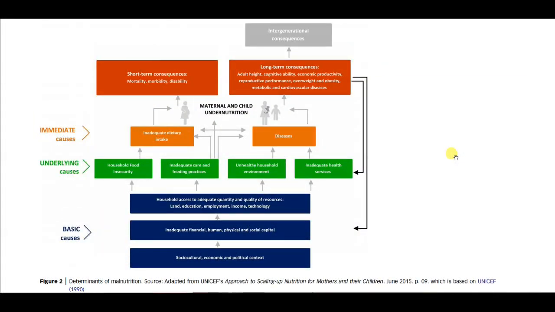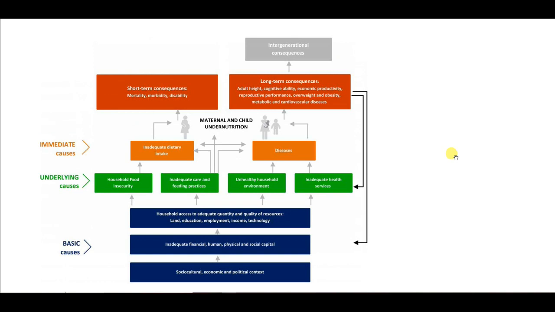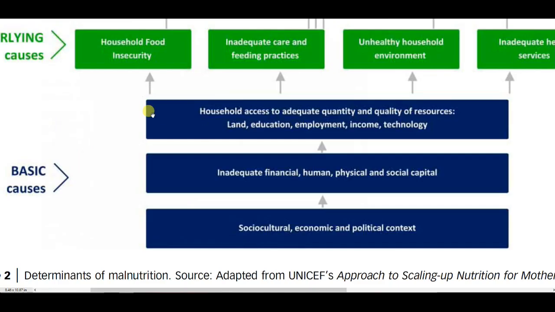So this is the UNICEF framework, okay? And what it does is that this is the long-term consequences, adult height, stunting and everything is right here. And these are the causes. So this is a bottom-up diagram. We are moving from here to here. What are the causes of malnutrition? Okay, let me zoom in. I hope that you can see it now.